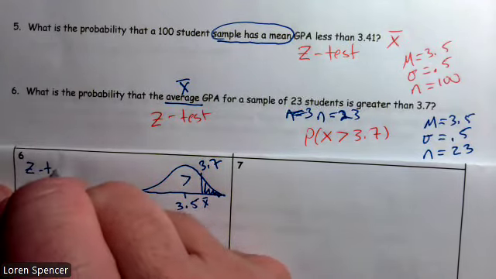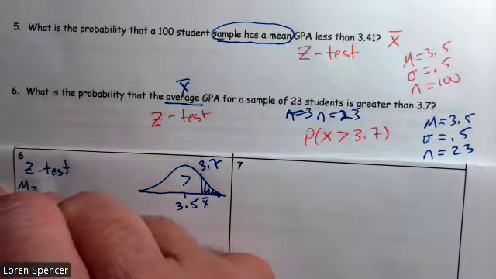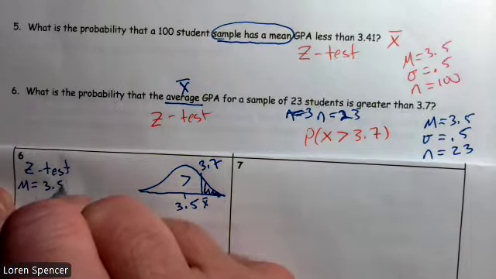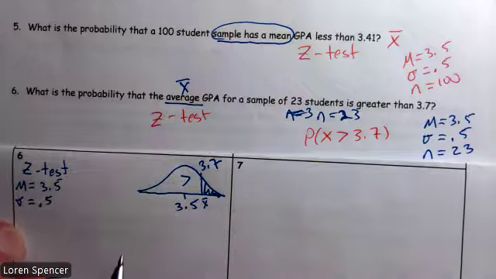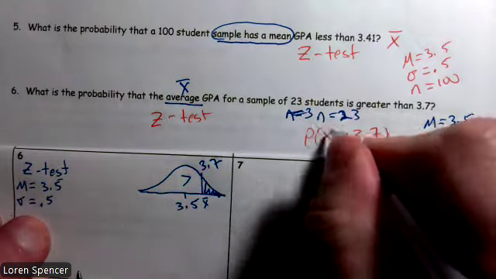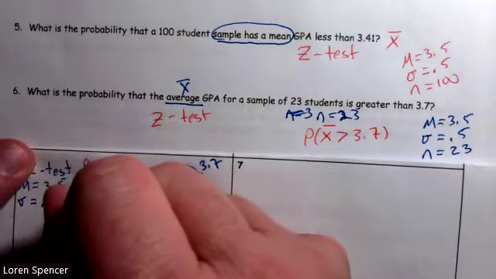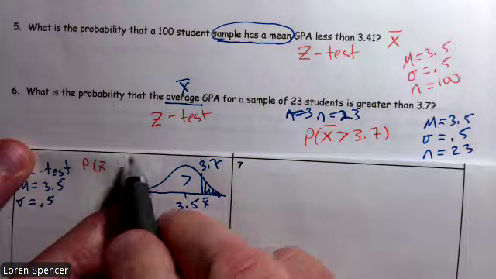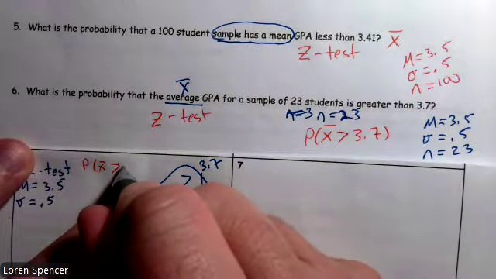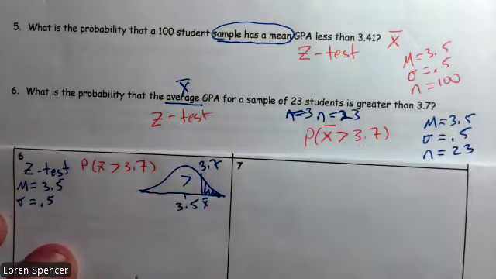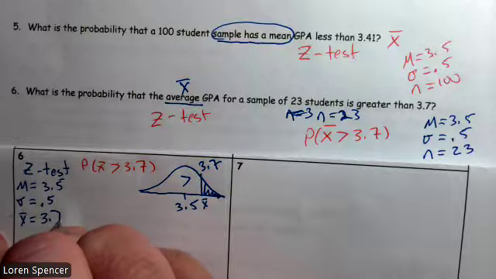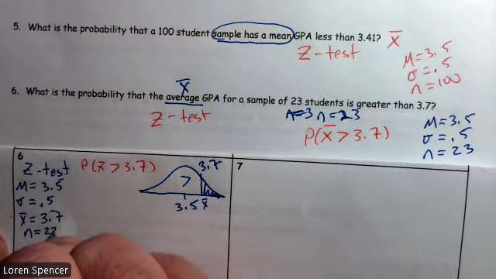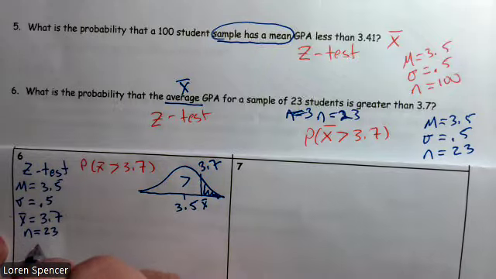So Z test. Well, the calculator is going to ask me for my mean, which is 3.5. It's going to ask me for my standard deviation, which is 0.5. It's going to ask me for my X bar. And we're looking for the probability that X bar, the average, because remember X bar means average, is greater than 3.7. So our X bar equals 3.7. N is 23. And we're looking for a greater than symbol.